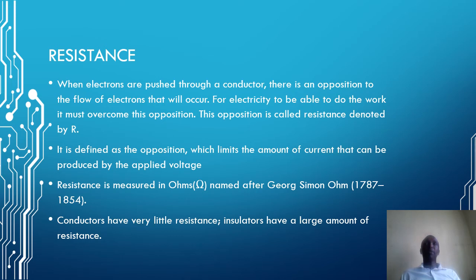When we talk about conductors, you'll find that conductors have very, very little resistance. It's impossible to have a conductor without any resistance. The amount of resistance in conductors is very small, though there is still some amount of resistance. When you talk about insulators, insulators have a very, very large amount of resistance, and therefore electrons cannot flow. And because electrons cannot flow, such components cannot allow electricity to flow through them.